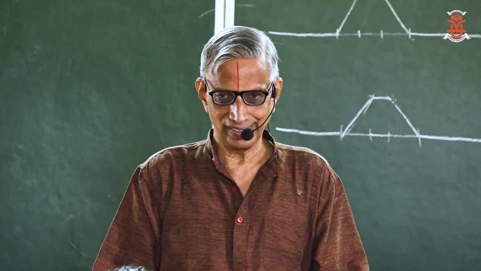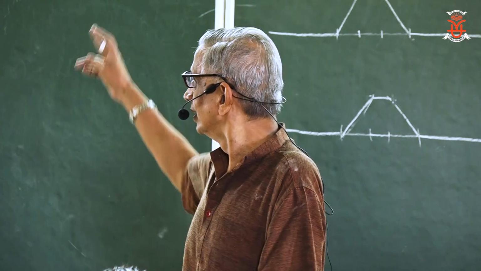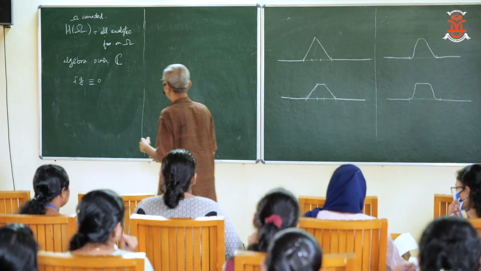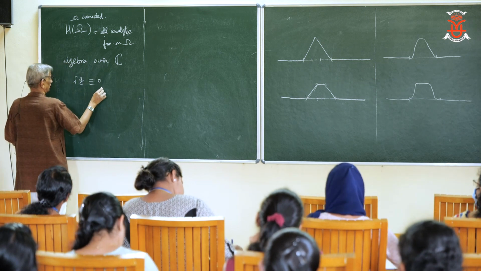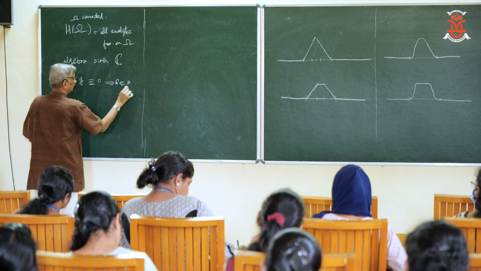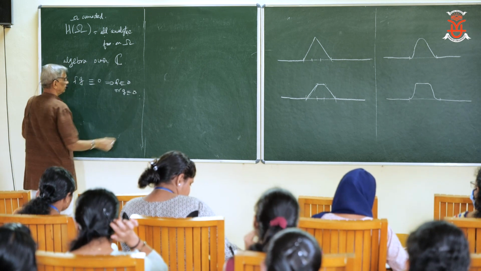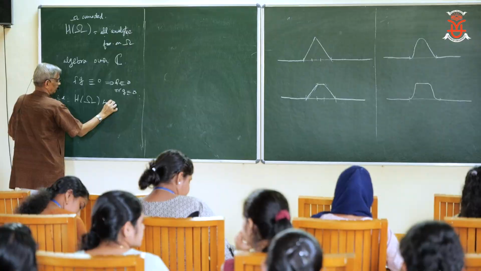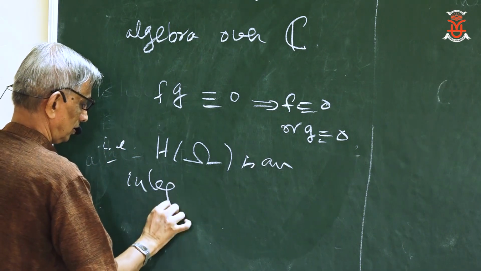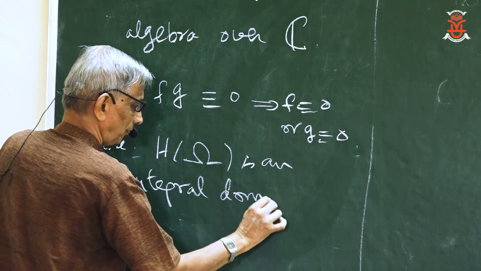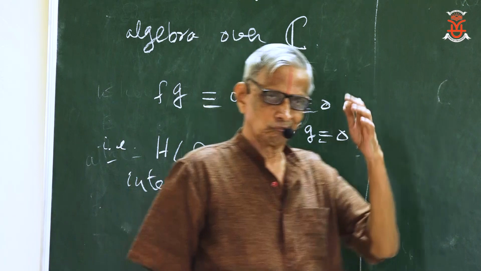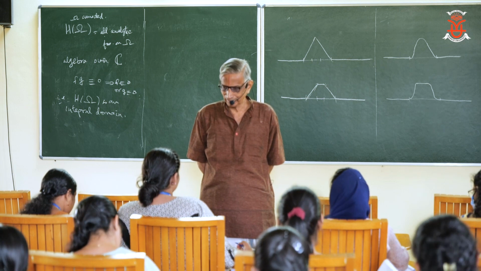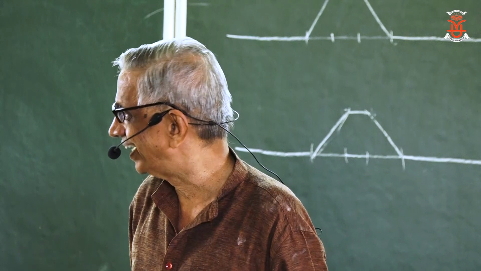which means, in ring theoretic terms, what does it say? H(omega) is an integral domain, right? Once you have an integral domain, you have what is called the field of quotients. So what is that in this case?